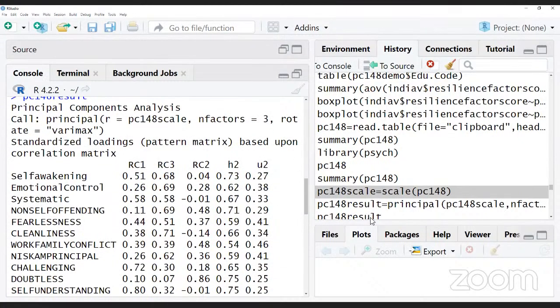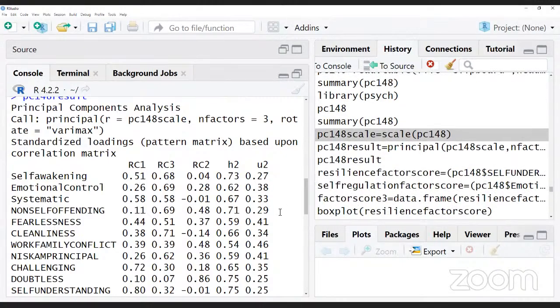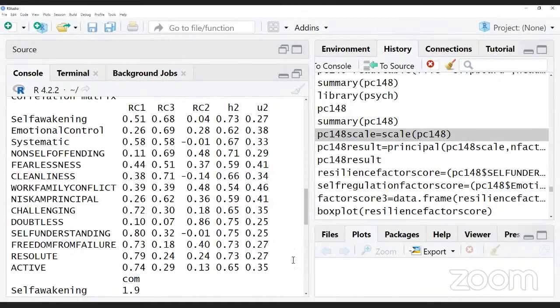For example, this is the first factor. So the first factor, you will find, go below. First factor, 0.80, that is self-understanding. And resolute is 0.79. So you have to find out the original score of the individual. Then you have to multiply the self-understanding score with this 0.80, plus the original score of resolute multiplied by 0.79.